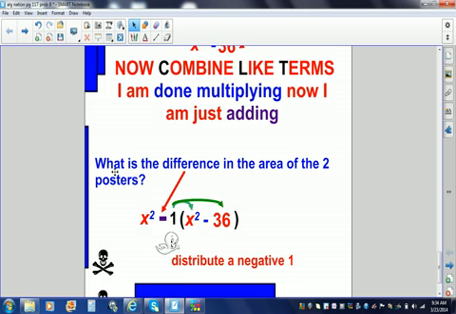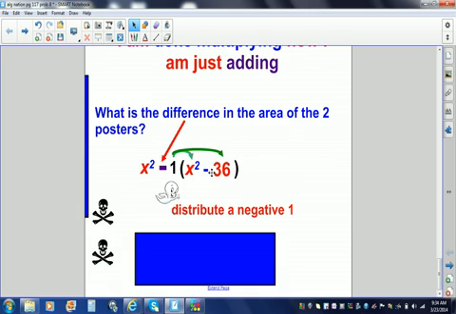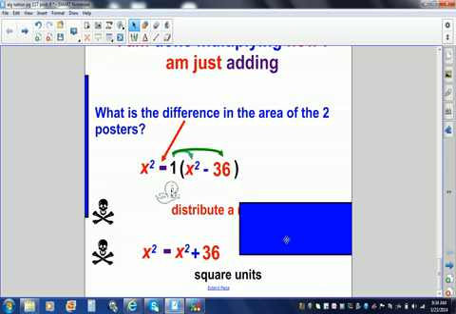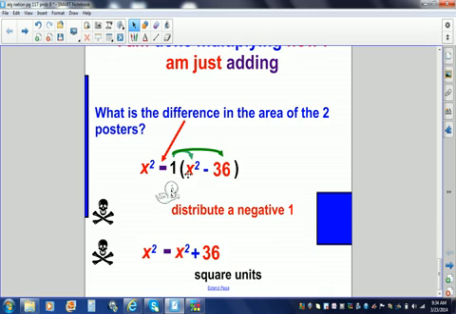Remember, when we get to this step in foiling, we are done multiplying and we are just adding, combining like terms. The question originally was, what is the difference in the area of the two posters? Difference means subtract. So the first area was x squared. The second area was x squared minus 36. Since they asked me to find the difference, difference means subtract, so I have to distribute a negative 1 to everything in parentheses. When I distribute a negative 1, that's going to give me negative x squared, and a negative times a negative is a positive. That's going to give me positive 36.